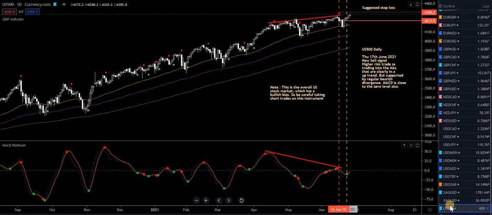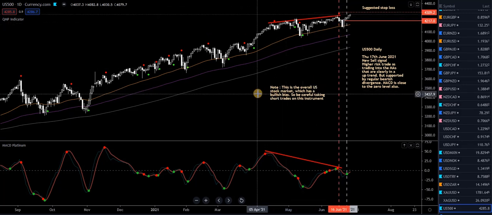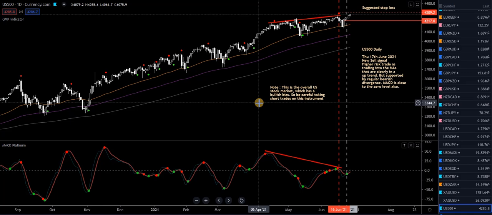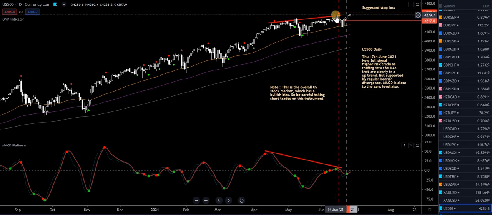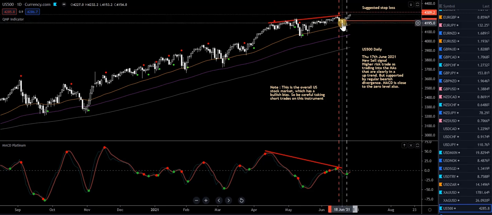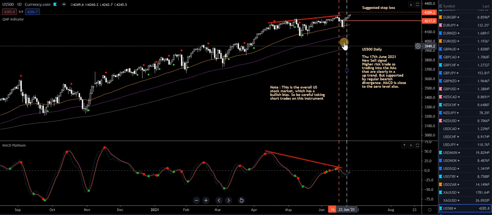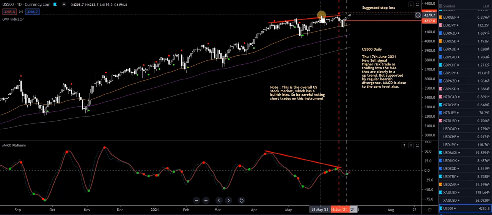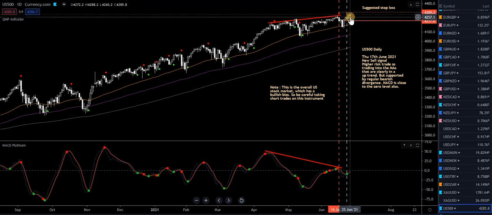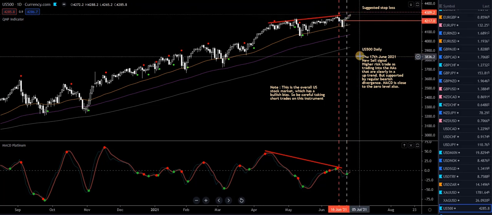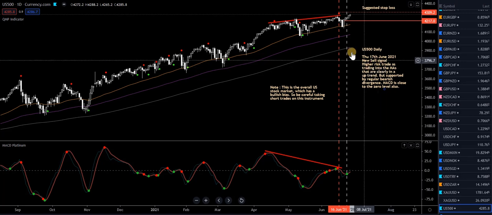US 500. Now, this is a tough one. The last signal was this sell here. Suggested stop here. You can see my notes. This is the overall US stock market, which is a bullish bias. So be careful when shorting trades on this instrument. So it took the sell here, had this nice bearish candle here, hit the 50 EMA, already through the 0 level. I would have closed half and jammed my stop right up above that high, which would have since been taken out. So that trade, I'm calling it as finished.